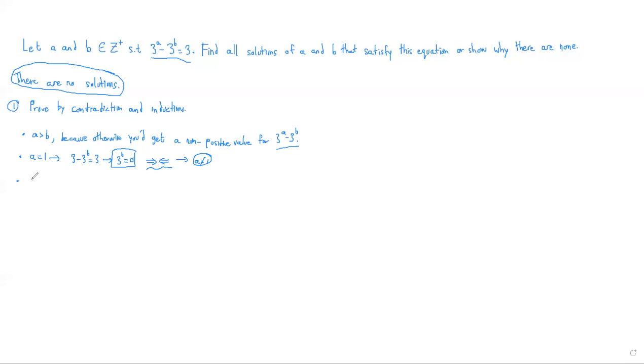Now, if A equals 2, I already said that A has to be greater than B, and A and B are positive integers. So B has to equal 1. That's the only available solution. If A is 2 and B is 1, you get 3 to the 2 minus 3 to the 1, and that would equal 6. That's not 3. So once again, that means A cannot equal 2.